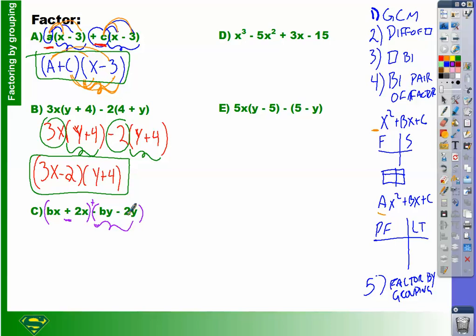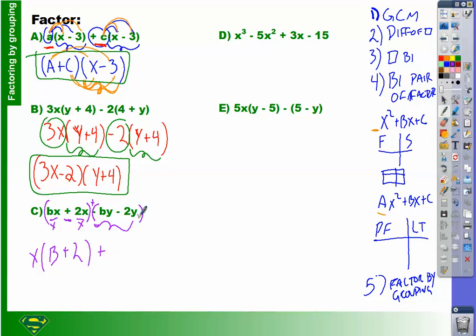Okay, so hold on a second. Let's go on. So bx plus 2x. What goes into both of those terms? X. So I'm going to factor out an x from this binomial. And when you factor out the x, it doesn't appear inside. It goes on the outside. So I'm going to divide both of these terms by x. bx divided by x is? 2x divided by x is? And that's positive 2.